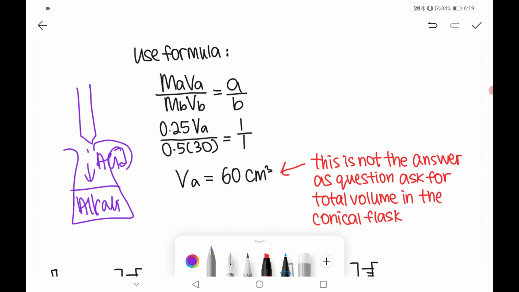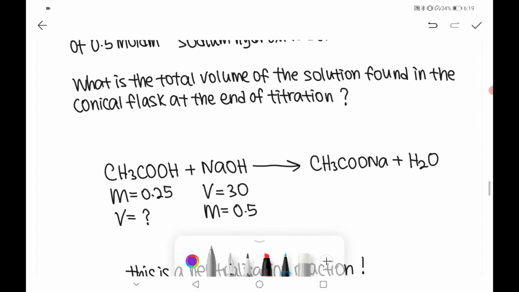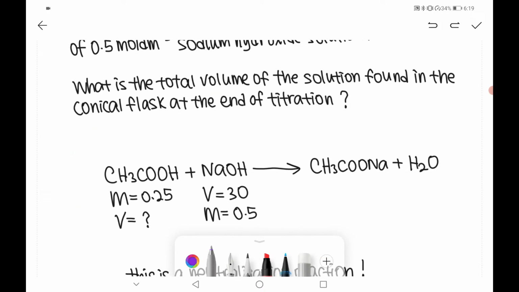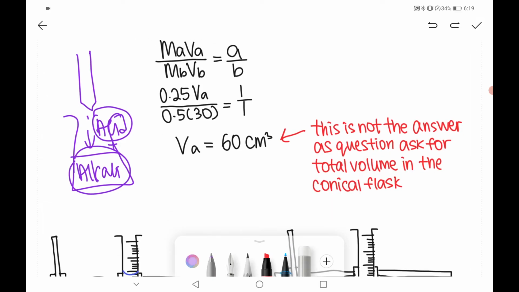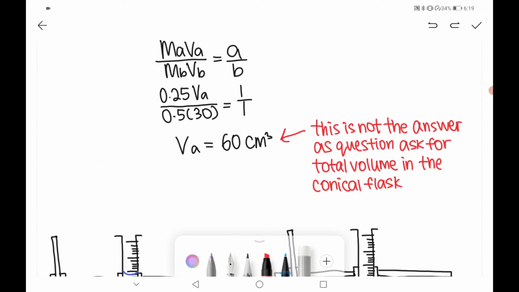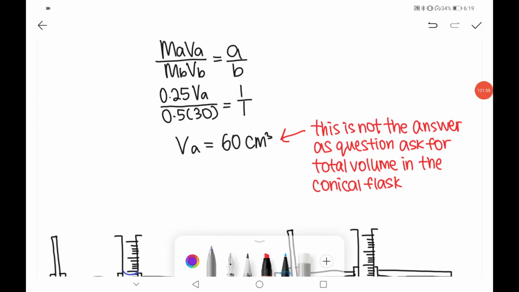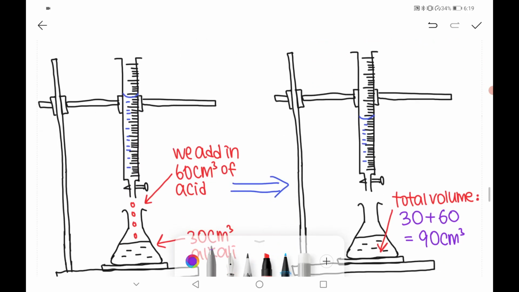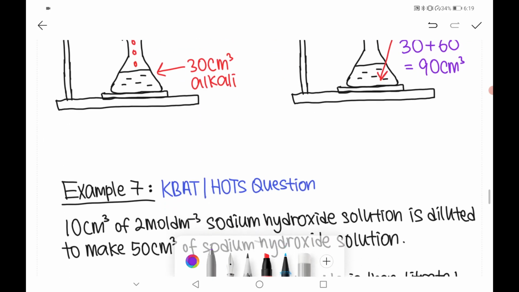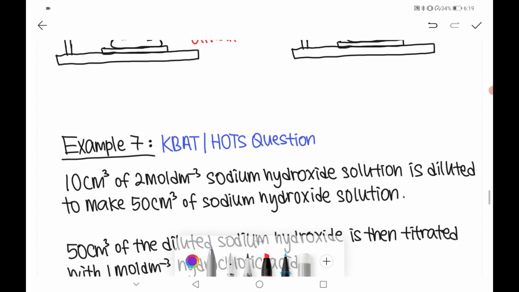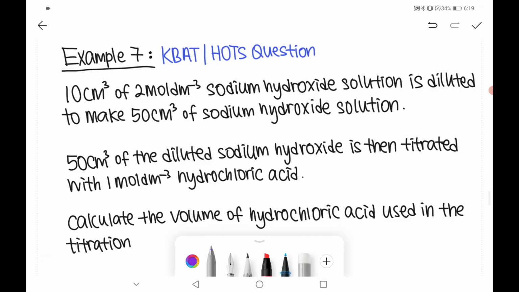So when the acid and alkali add together, then you will get the total volume that you want. Okay, so this is a very, very good question. This kind of question is where a lot of students always lose their mark. Okay, so make sure you know how to do it. All right, so now we will go on with example number 7.